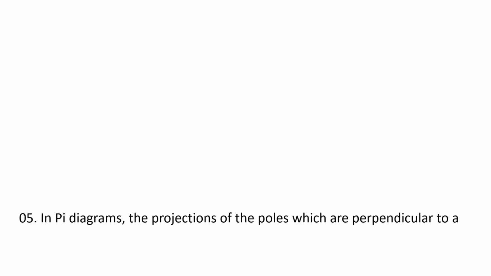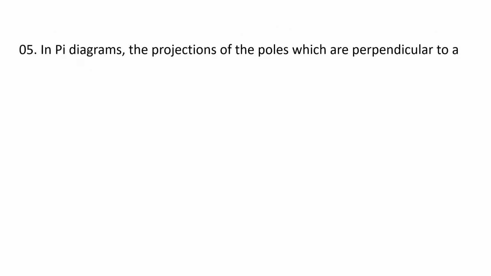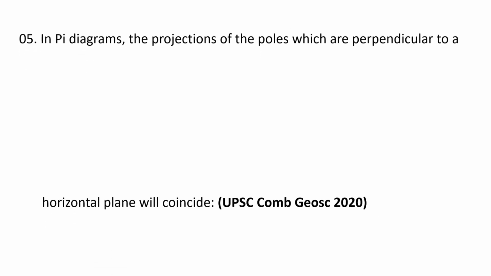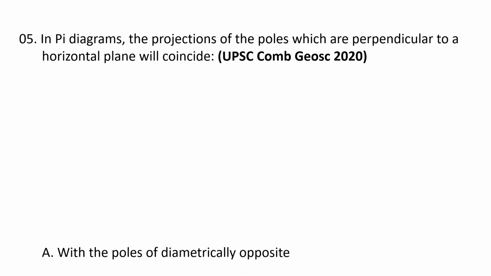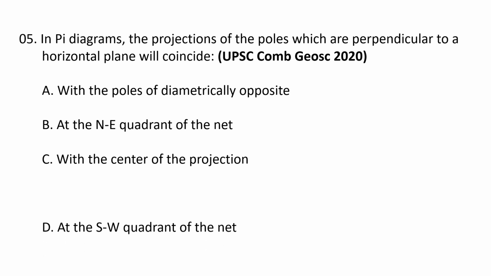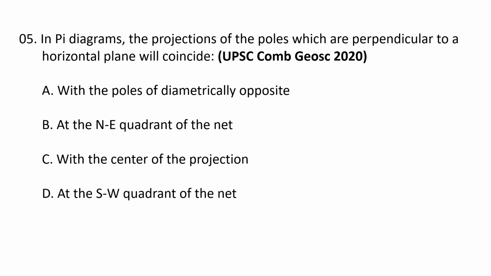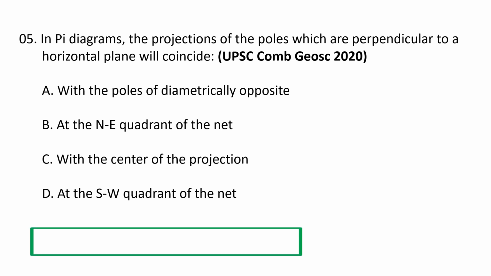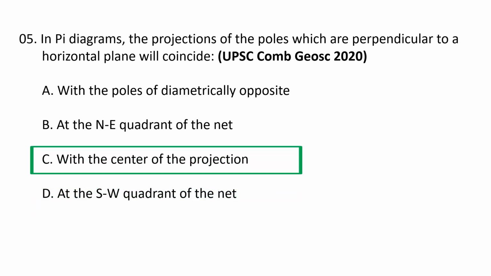Next question. In pie diagrams, the projections of the poles which are perpendicular to a horizontal plane will coincide A. with the poles of diametrically opposite, B. at the northeast quadrant of the net, and C. with the center of the projection, and D. at the southwest quadrant of the net. So in pie diagrams, the projections of the poles which are perpendicular to a horizontal plane will coincide with the center of the projection. C is the correct option.